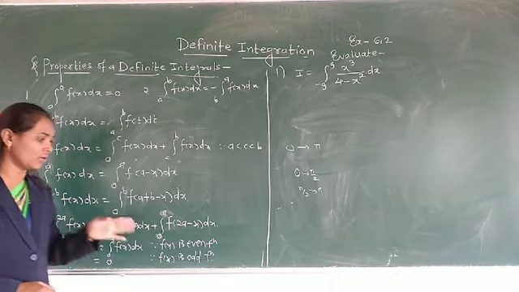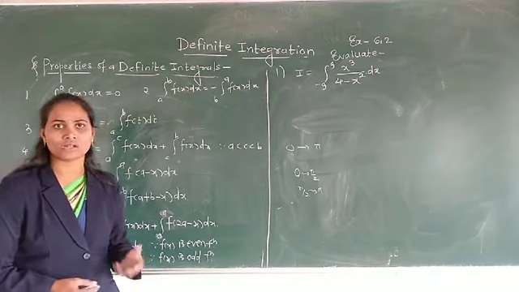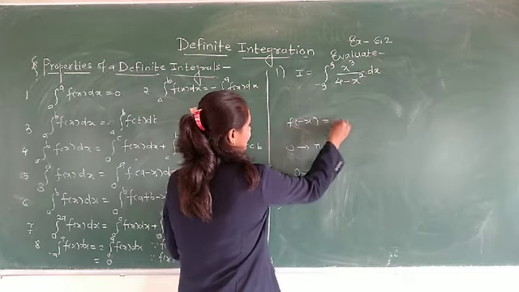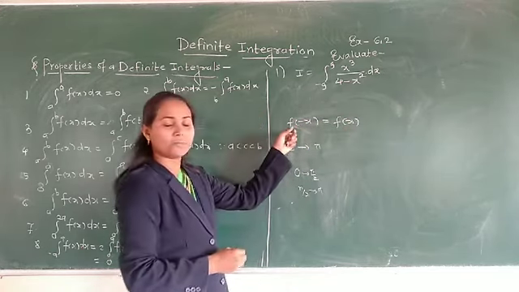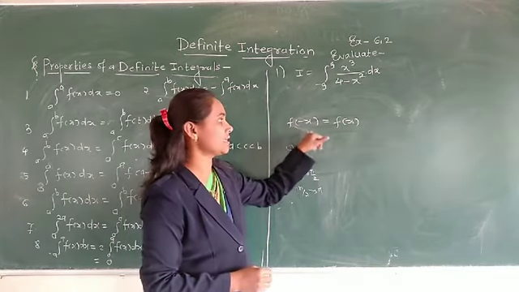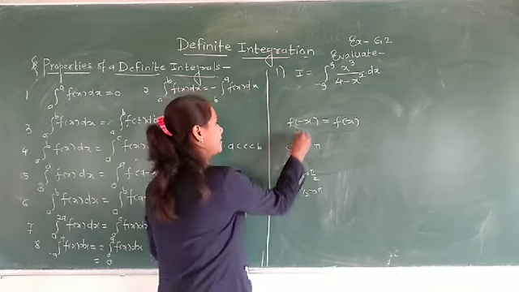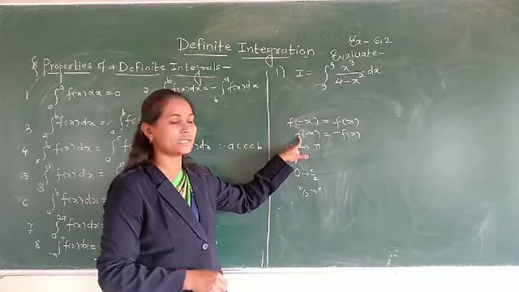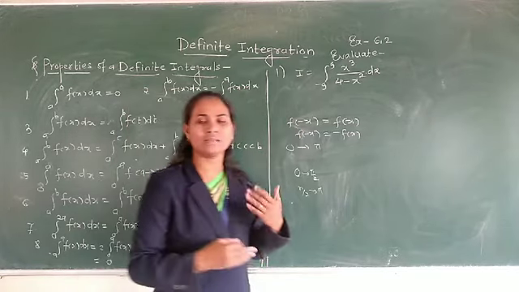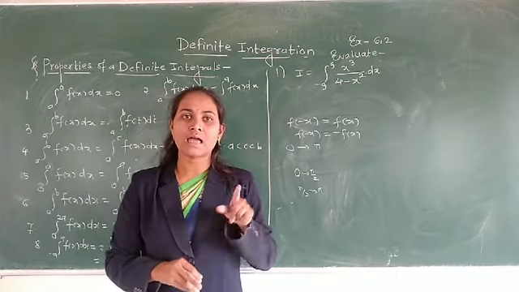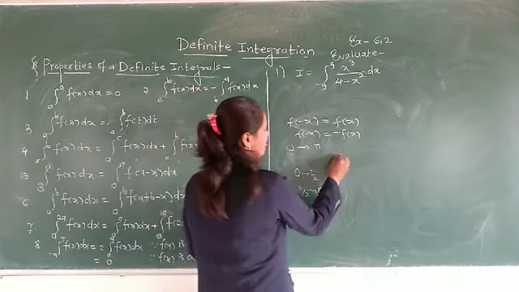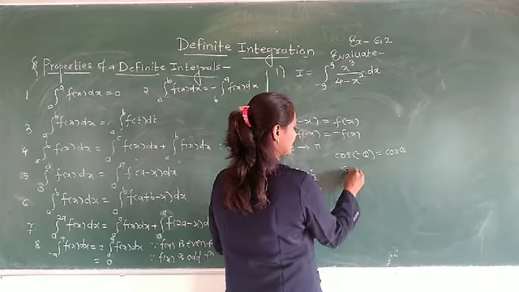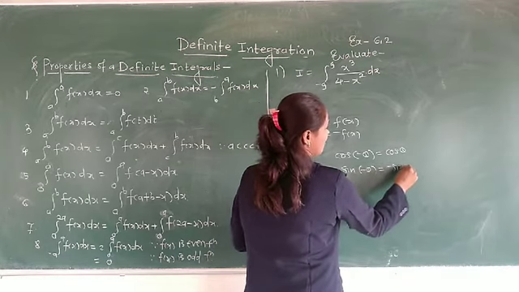In 11th standard we already studied even functions and odd functions. What is an even function? If we replace x by minus x and f of minus x is f of x, then the function is said to be an even function. And if f of minus x is equal to minus f of x, then the function is said to be an odd function. In 11th standard we saw that sine is an odd function and cos is an even function, because cos of minus theta is cos theta, and sine of minus theta is minus sine theta.